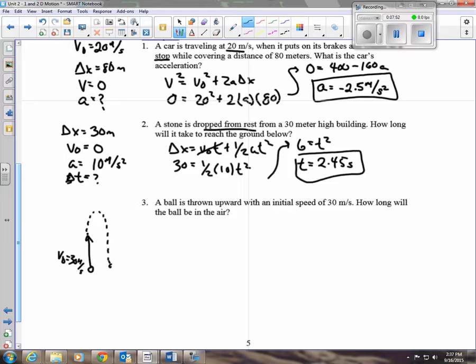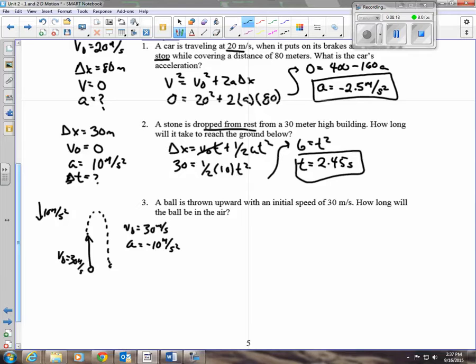Now, I know it's gravity that's going to pull it back down. I know that gravity is 10 meters per second squared here. So now my givens are v0 is 30 meters per second. A is minus 10 meters per second squared. I wasn't careful with signs in problem 2. There was no change in direction. It was going down the whole time. So I didn't have to worry about it too much.